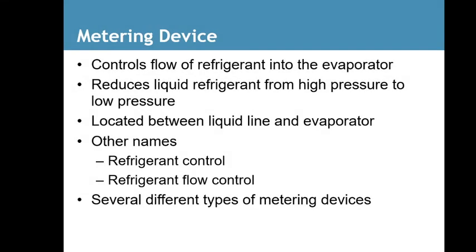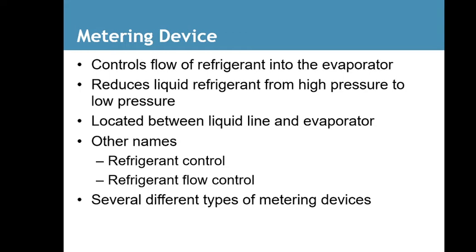Metering device controls the flow of refrigerant into the evaporator, reducing liquid refrigerant from high pressure to a low pressure. And that's been some of the questions that we've had on our test. What reduces the liquid line pressure? It's always the metering device, located between the liquid line and the evaporator. Other names are refrigerant control, refrigerant flow control.